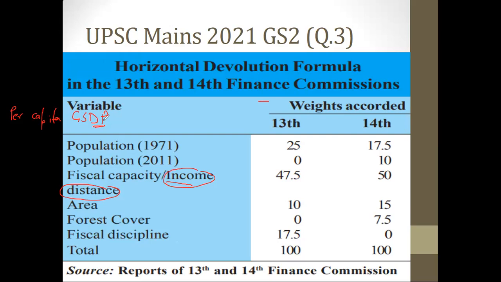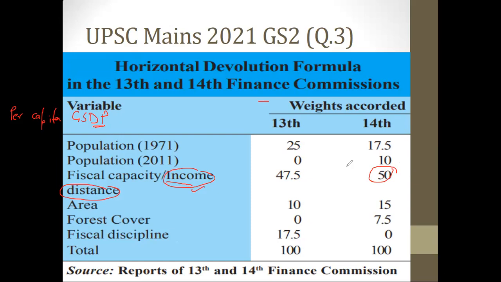They will compare Assam's per capita income, say 80,000 per annum, with Goa, which has the highest per capita GSDP. Since Assam's per capita GSDP is very low, it will get more money. That is called the income distance criterion. It has increased now. I have seen so many answers and videos that have left out many points here, so let's go one by one.